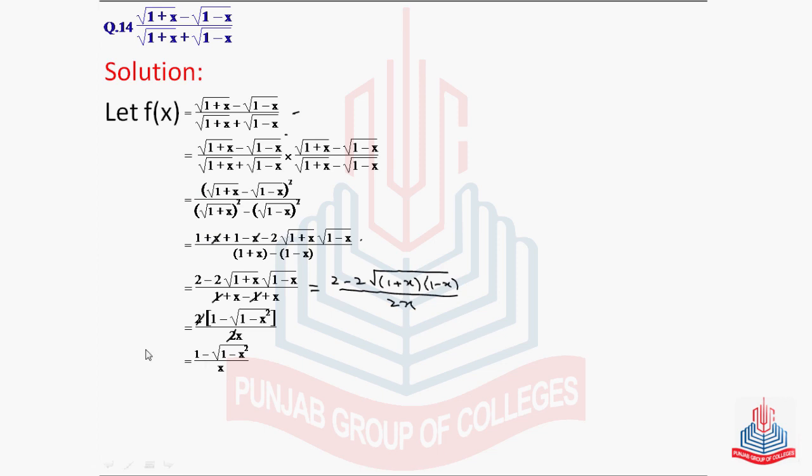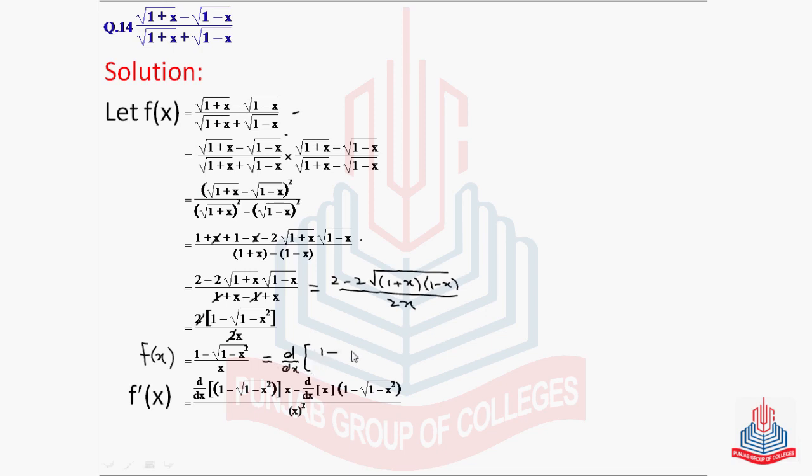So this one is f of x, which is the simplified version of the given question. Now we apply differentiation on both sides. Left side will become f prime of x, and on the right hand side we can use our quotient theorem here by applying the derivative, d by dx of (1 − √(1−x²)) divided by x.